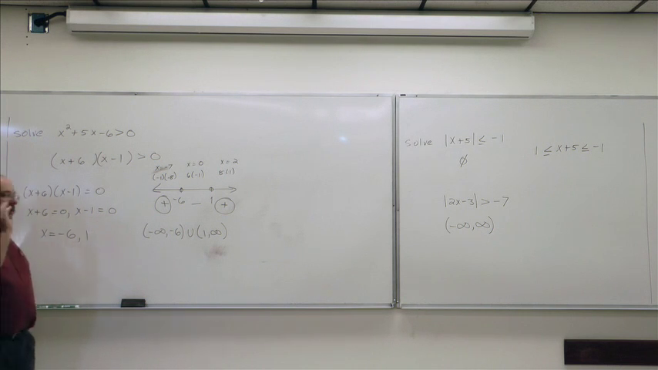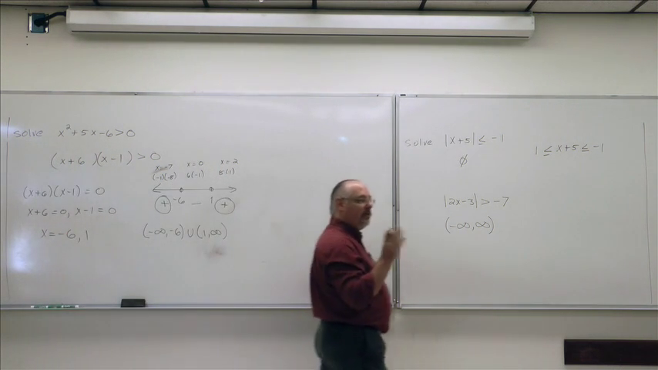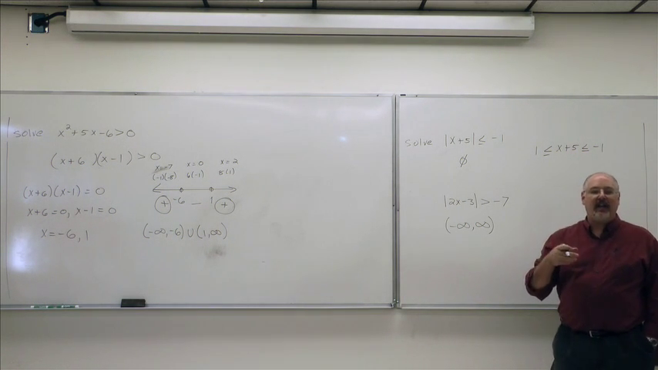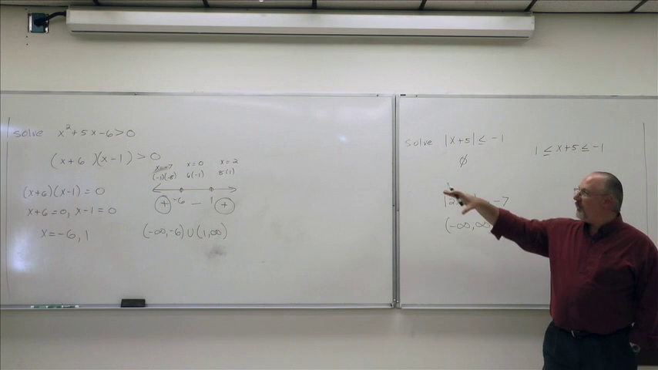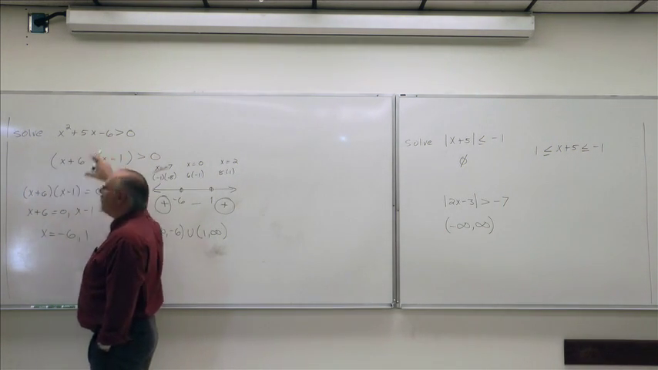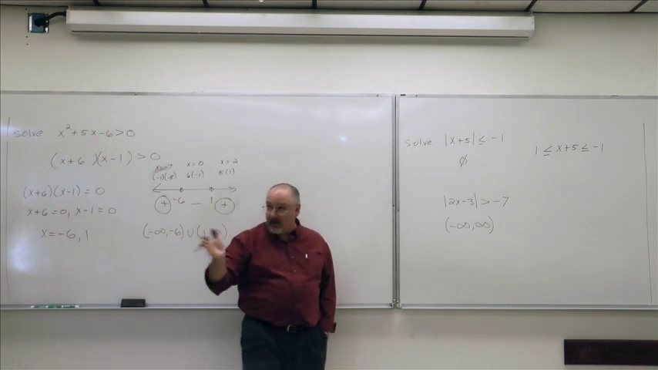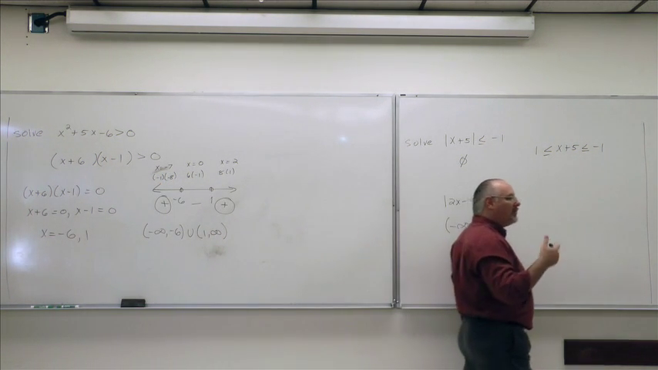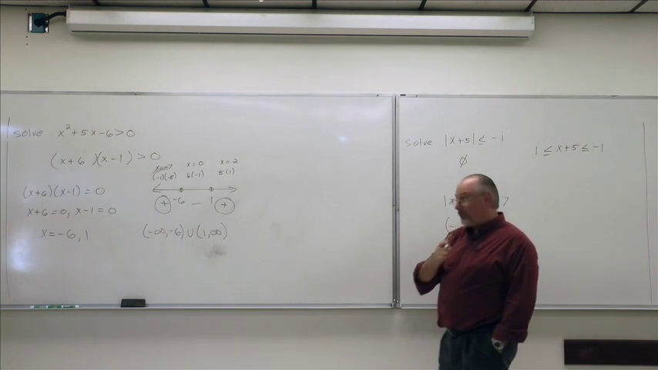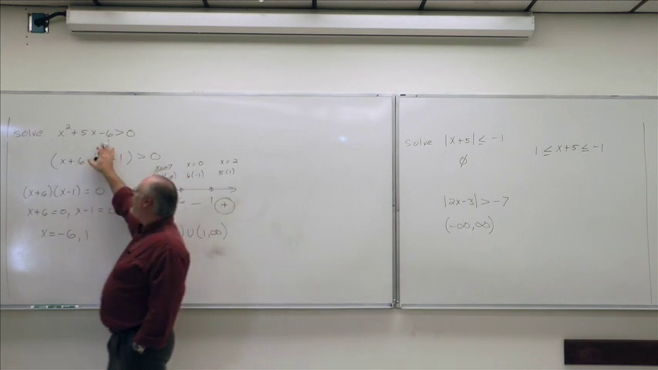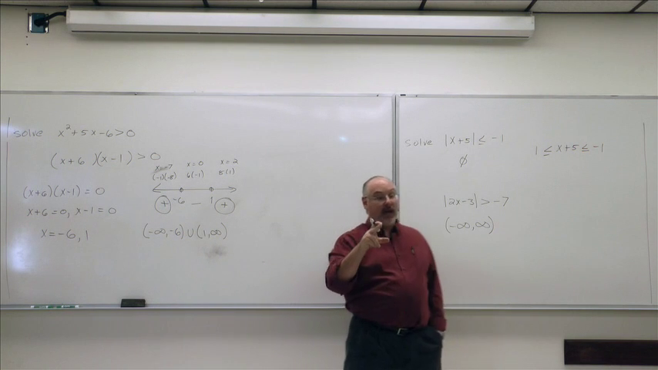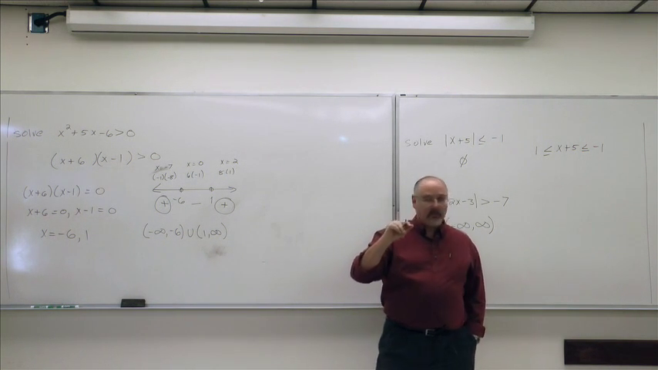Now, there's a slightly different way to do this. Depends on how well you understand the graph for a function like this. Okay? This is what kind of equation? It's quadratic. What does the graph of a quadratic equation look like? Parabola. It's a parabola. Okay? Which way does this parabola open? Up. It opens up, okay, because it's a positive x squared.